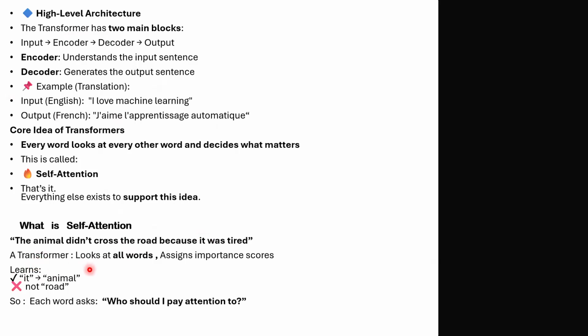So a transformer looks at all words, assigns importance scores, and then learns. "It" refers to the animal here, it's not the road. So each word asks, who should I pay attention to next? Self-attention allows a model to connect "it" with the animal.